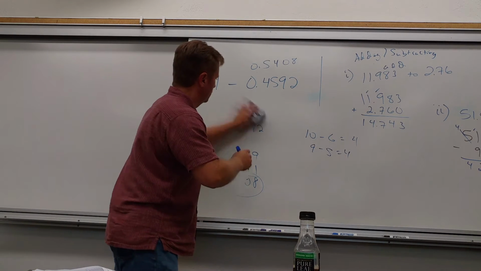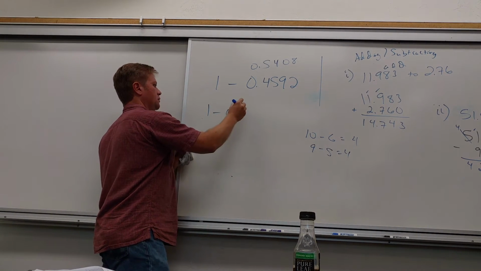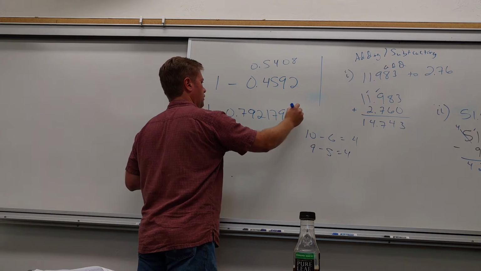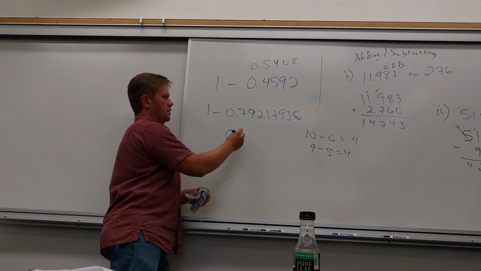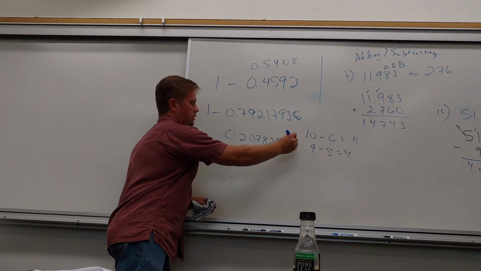So if I said, what's 1 minus 0.7921793.6? I would just go, make that 9, make that 9, make that 9, make that 9, make that 9, make that 9, make that 9, make that 10. Done.